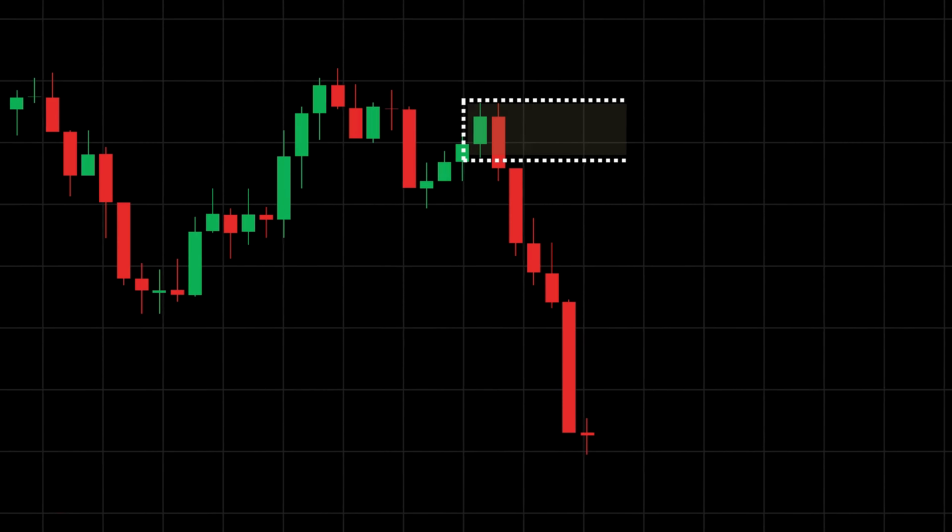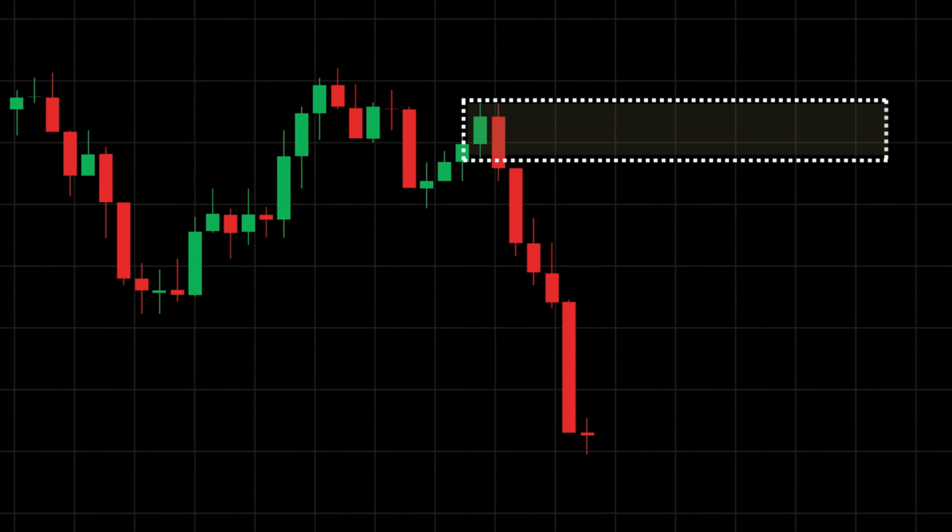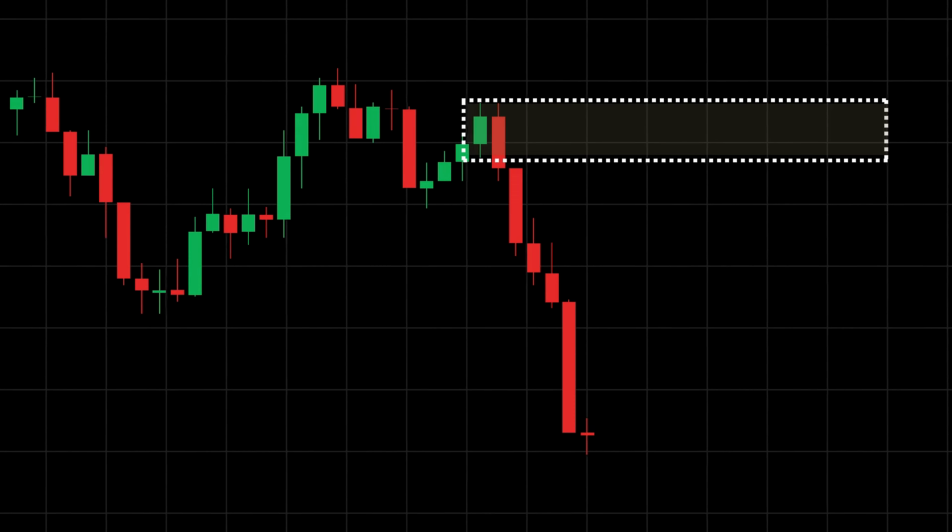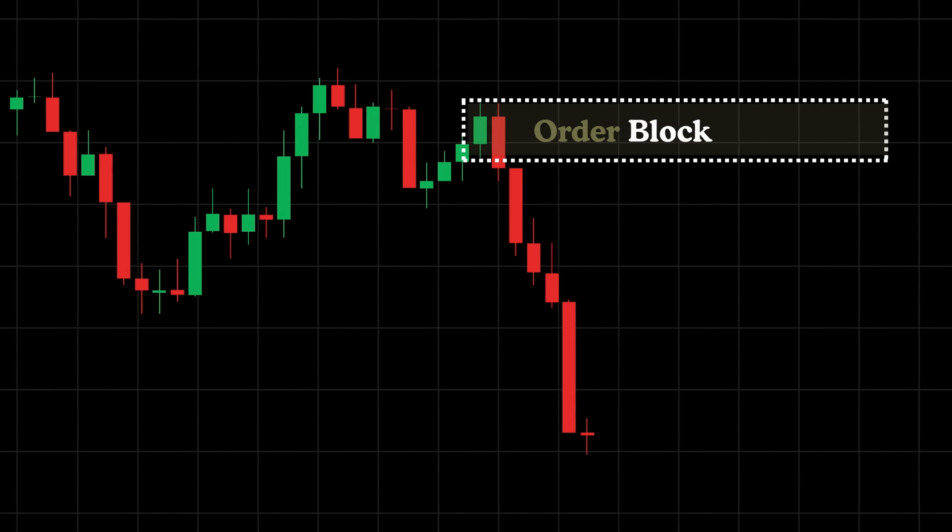Let's try another. Look closely at this setup. Is this an order block or a supply zone? If you said order block, you nailed it. Here's why.